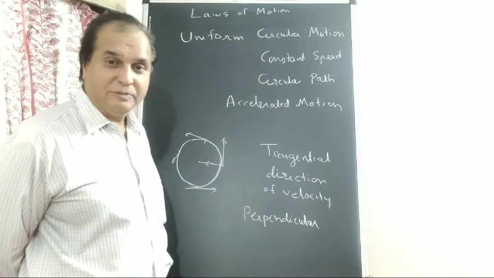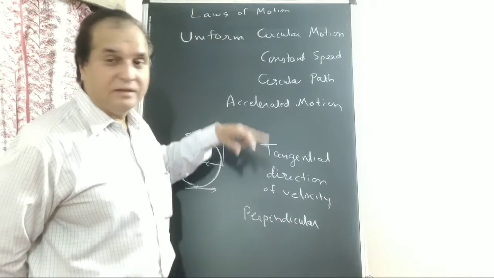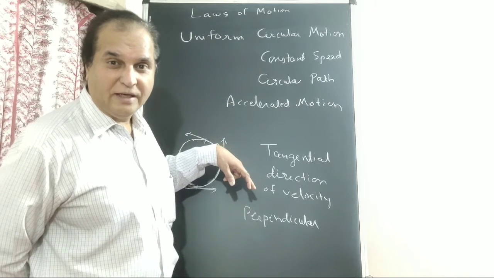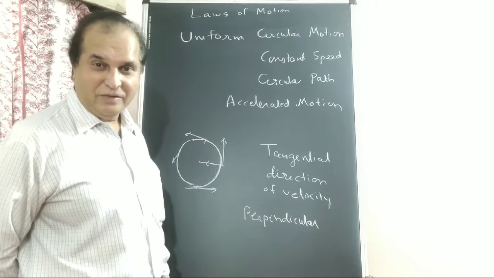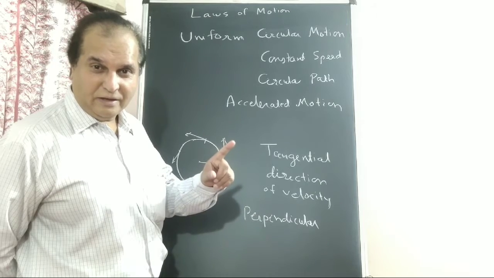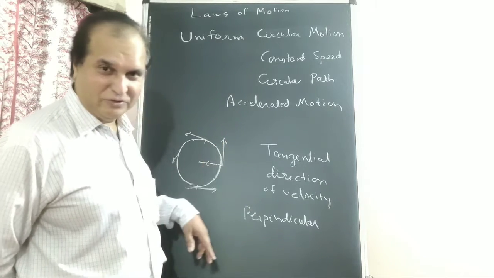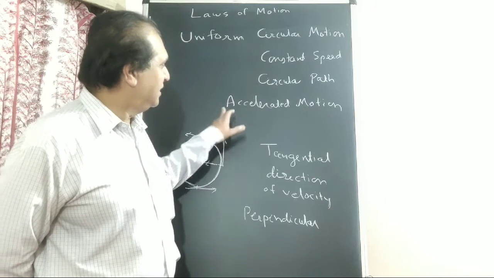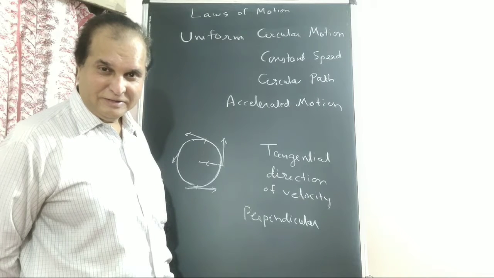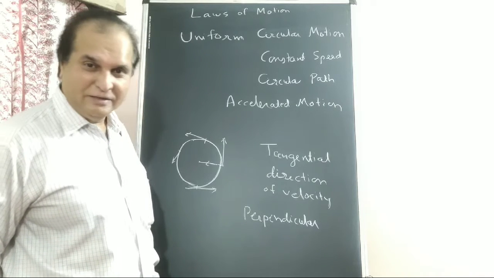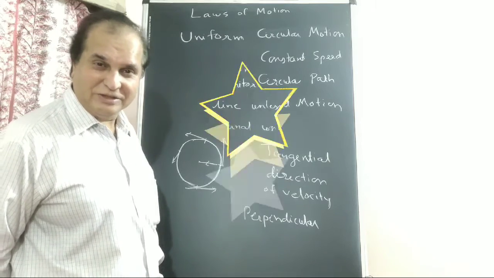This can come as an explanation question: give reason why UCM is considered accelerated motion. Understood the answer? Because velocity changes, so acceleration is present, and there is a force, the centripetal force. So this motion is accelerated motion. Understood? Any doubt? Ask me. We'll go ahead to Newton's laws.